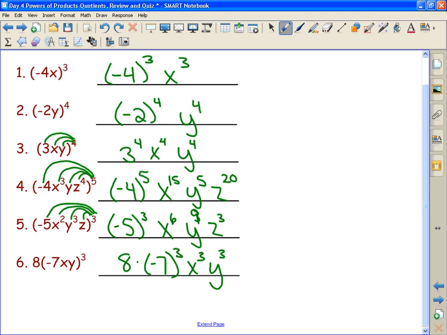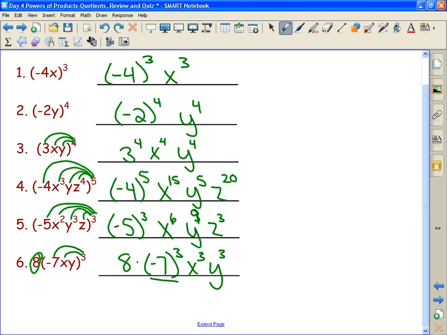And then number 6 is the one that throws some people off every once in a while, because there's this 8 hanging on the outside there. So we're just not going to worry about him right now. We're going to worry about what's inside the parentheses. So we give the exponent of 3 to the negative 7. So we get negative 7 to the 3rd.